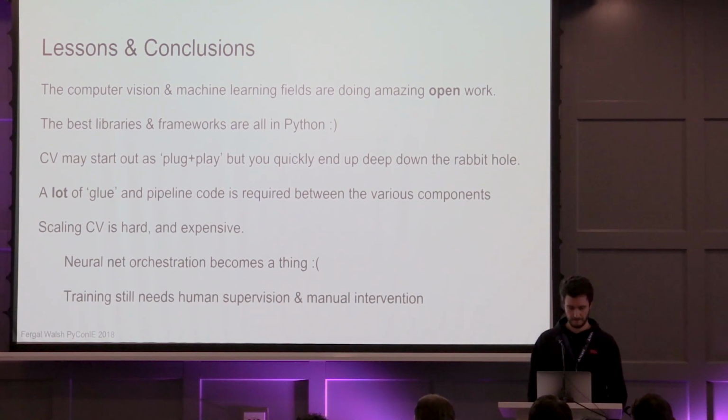And then neural net orchestration is kind of a thing now. So we need something like Kubernetes for neural nets at this stage. When you have a load of them and you need to constantly retrain, update, and make sure you have enough instances of them running to keep up demand in that particular part of the category tree. And then unfortunately it still needs a lot of human supervision and manual intervention.